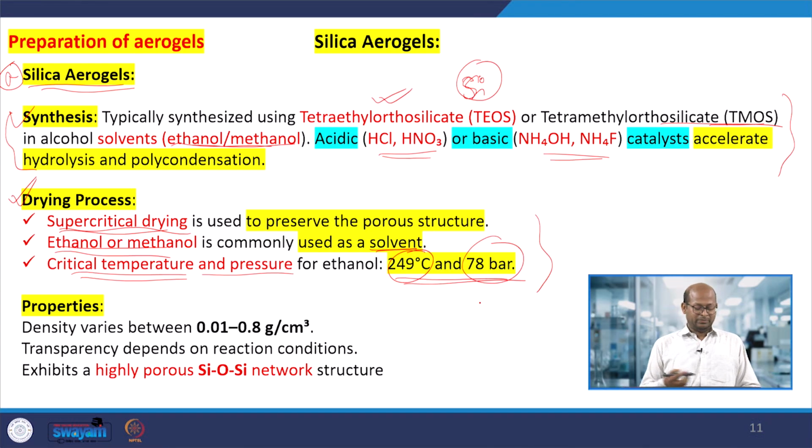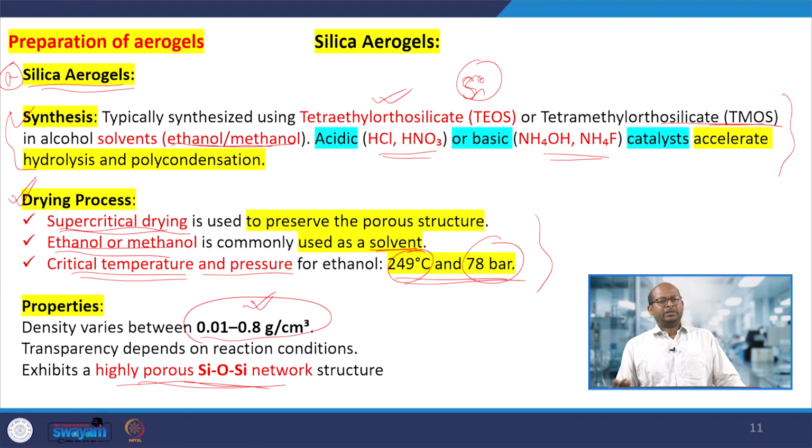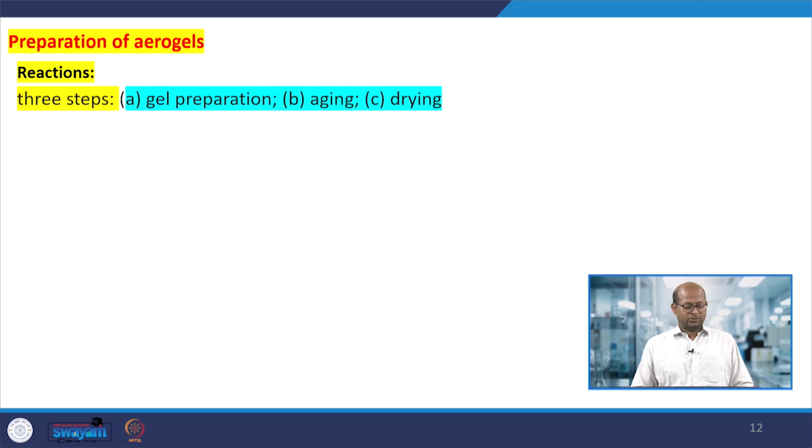Once the material is prepared, it has extremely low density after the drying process. The material also has a silicon-oxygen silica network structure. So in step by step, I said three different steps: initially gel formation, then aging, and then the drying process.